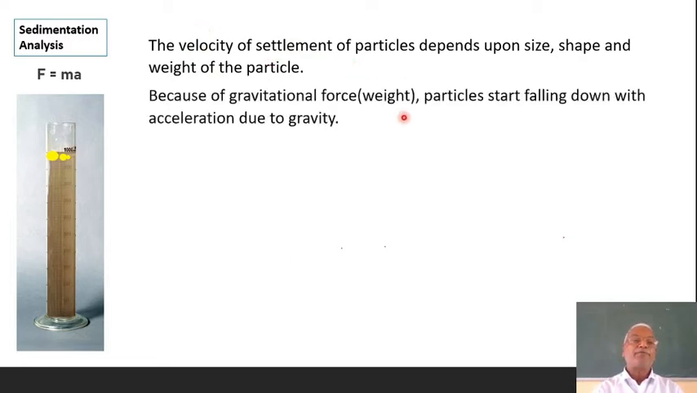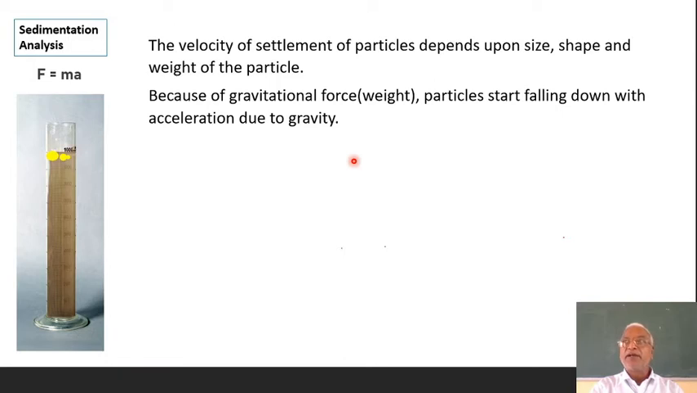That plays an important role in deciding the velocity of settlement. Now because of gravitational force, weight, particles start falling down with acceleration due to gravity. Obvious. If you let fall any object, it starts falling down with some velocity, right?